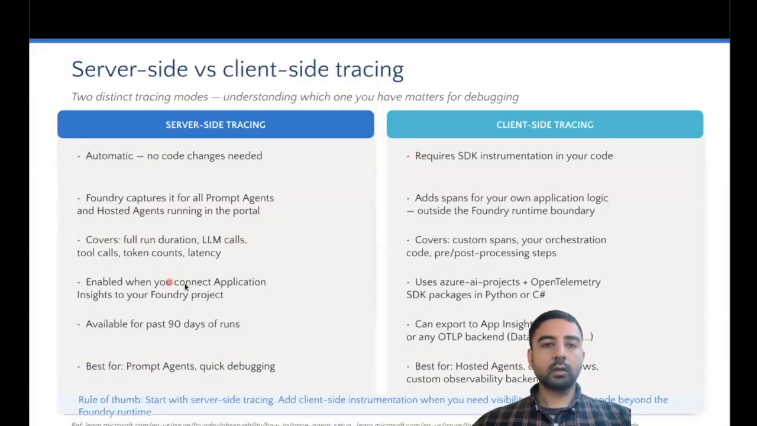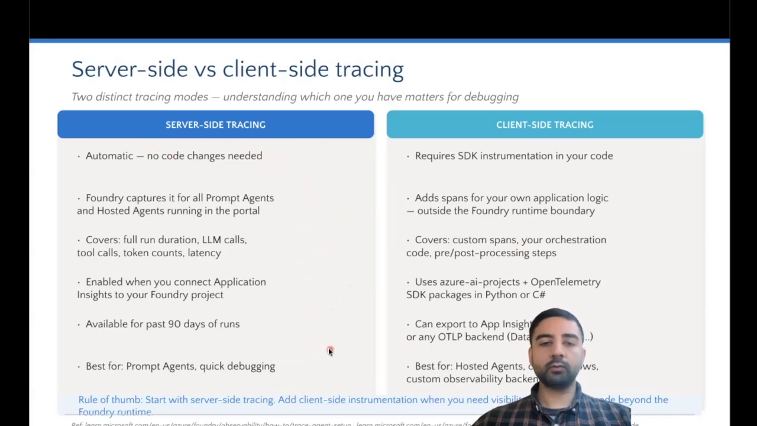So there are two modes of tracing in Foundry. They serve different purposes. One is the server-side tracing, and another one is the client-side tracing. Server-side tracing is automatic. Once you connect the App Insights resource into your Foundry project, Foundry starts capturing the traces for your prompt agents and hosted agents without any changes to your code.